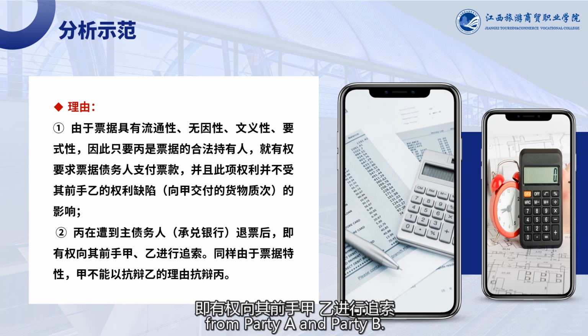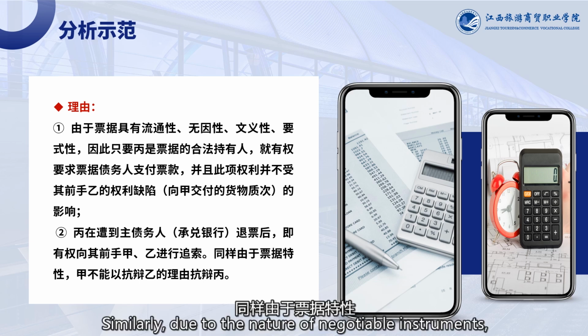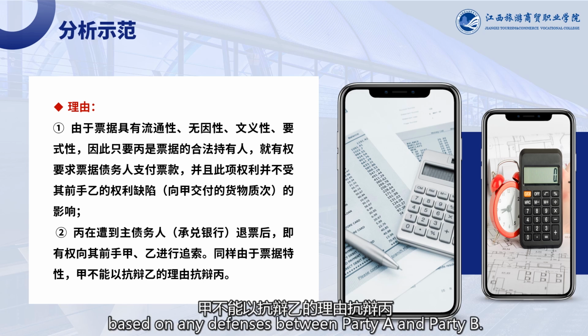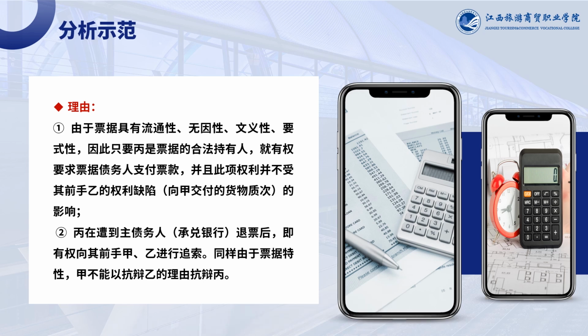Second, upon being dishonored by the principal debtor, Party C has the right to seek recourse from Party A and Party B. Similarly, due to the nature of negotiable instruments, Party A cannot raise defenses against Party C based on any differences between Party A and Party B.